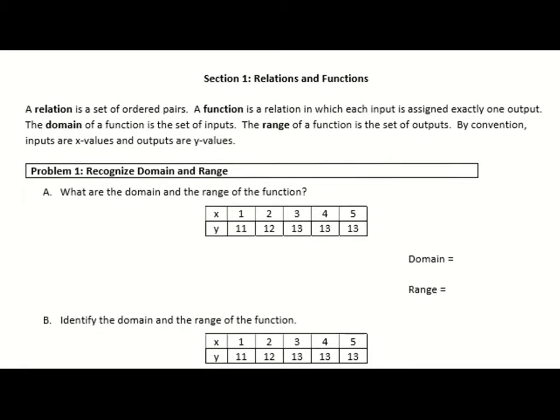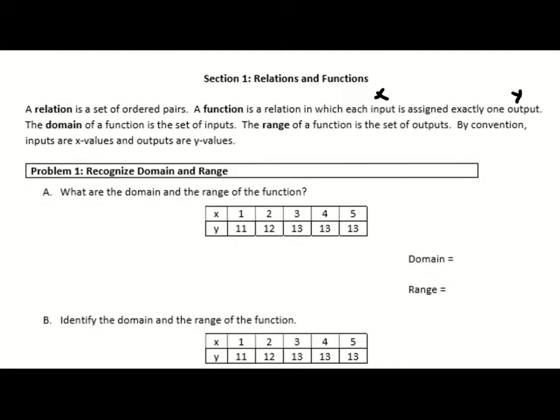First, let's start with some background information and definitions. A relation is a set of ordered pairs. A function is a relation in which each input, or x, is assigned exactly one output, or y. So for each x, there's exactly one y that matches it in order for something to be called a function.